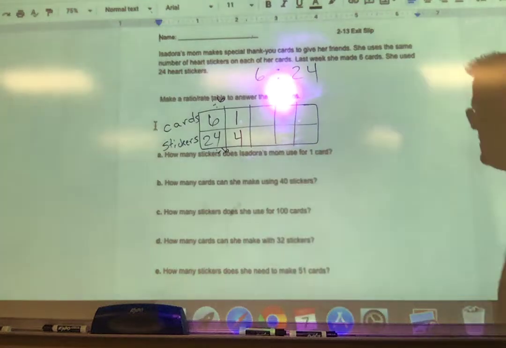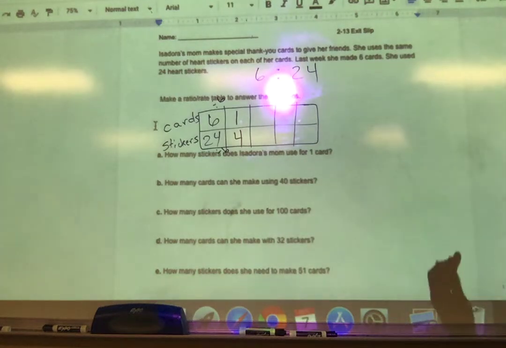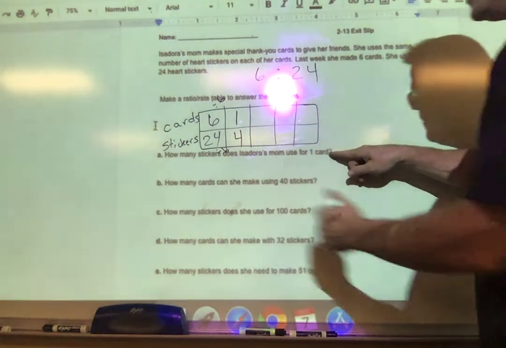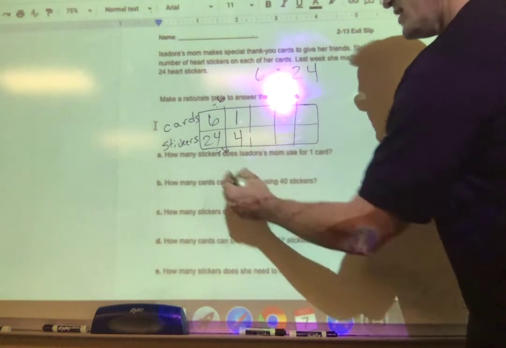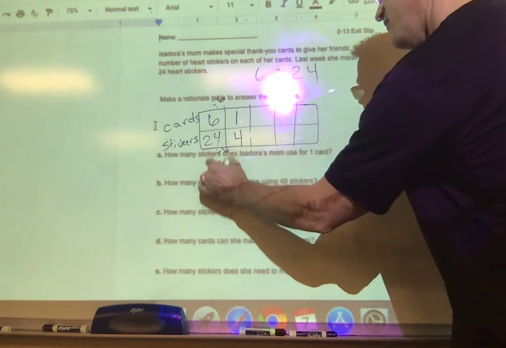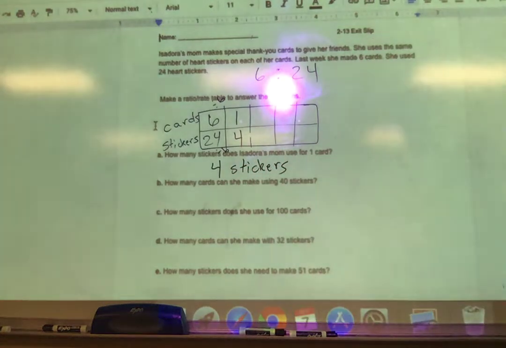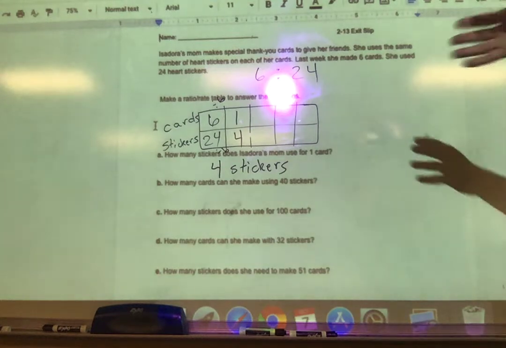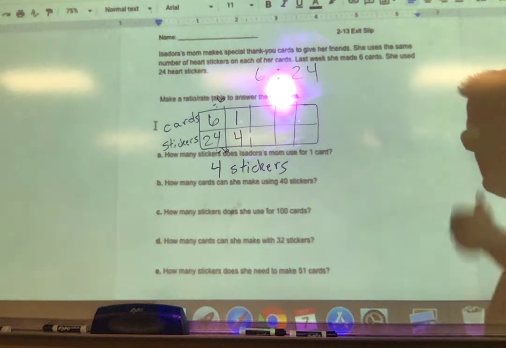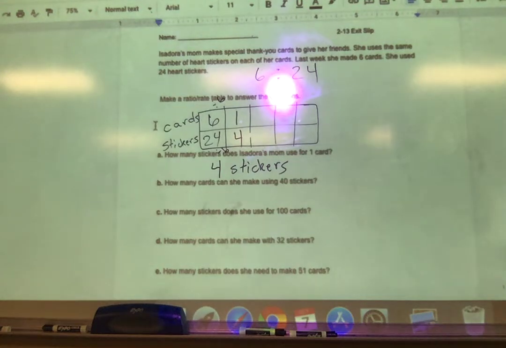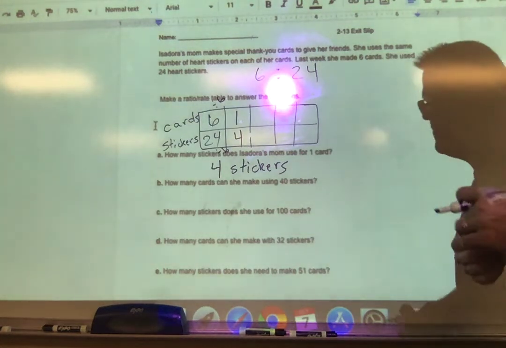So question A, how many stickers does Isadora's mom use for 1 card? And we've already answered that by getting it in the unit rate, so that would be 4 stickers for every 1 card. There's that unit rate. Okay, now we don't know what else we're going to fill into here. We could make infinite boxes because these ratios could keep going forever in different forms. But let's see what they ask us to find here, and then we'll talk about it a little bit more.